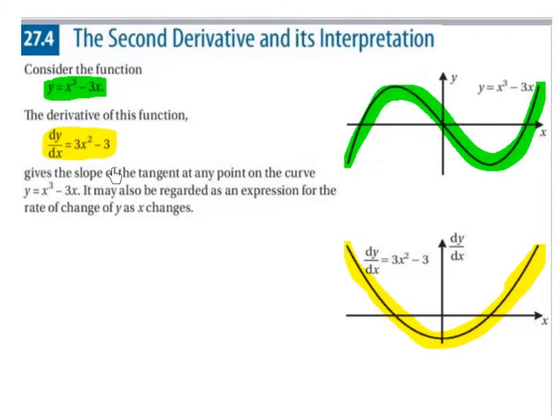This gives the slope of the tangent at any point on the curve y equals x cubed minus 3x. It may also be regarded as an expression for the rate of change of y as x changes. So the derivative of a cubic function is a quadratic function. So the derivative of an S-shaped graph is a U-shaped graph.